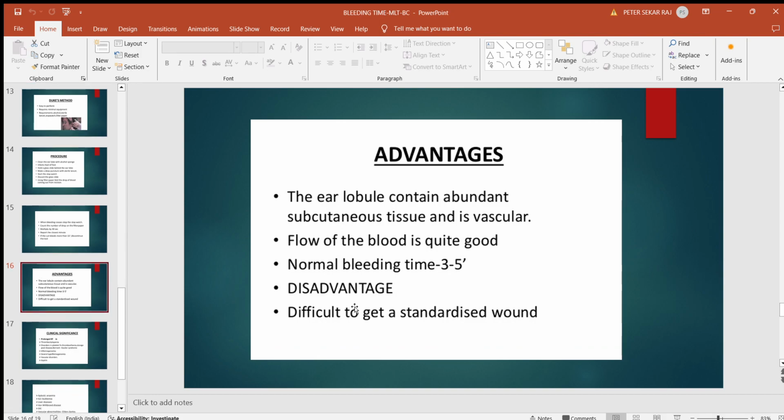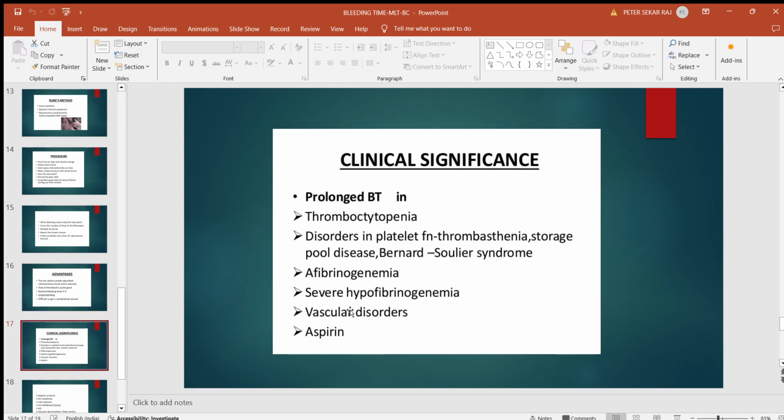What are the advantages of this Duke method? The earlobe contains abundant subcutaneous tissue and is vascular. Flow of the blood is quite good. Normal bleeding time is 3 to 5 minutes. Disadvantages: it is difficult to get a standardized wound.